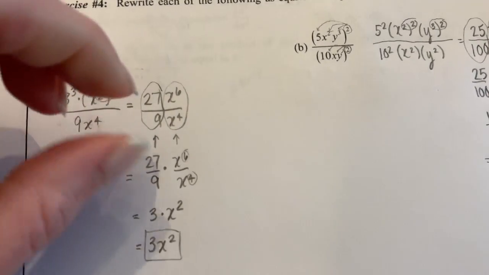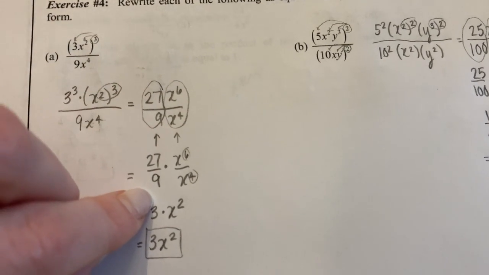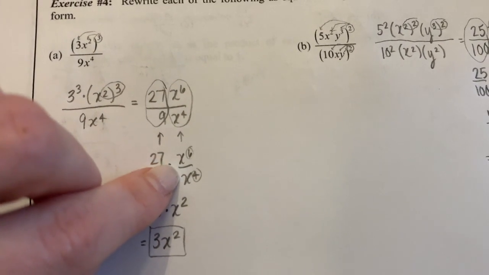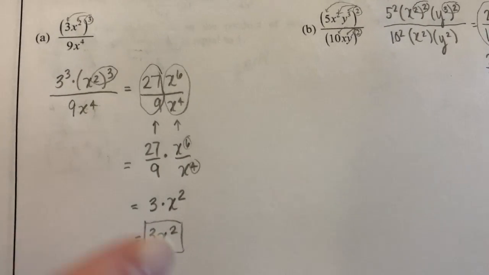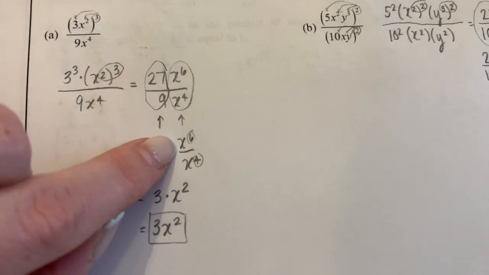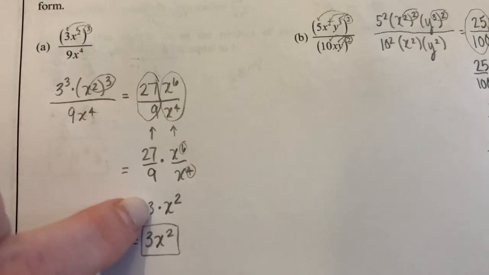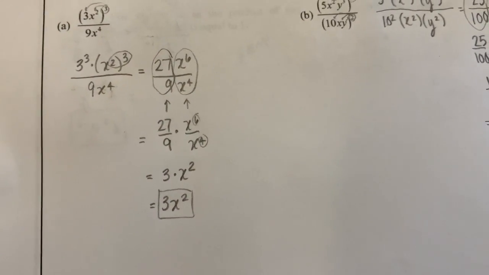Then we break it up by the like term, so it's 27 over 9, and x to the sixth divided by x to the fourth. And then 27 over 9 is equal to 3, and then we keep the base and subtract the exponents. So I get 3x squared.